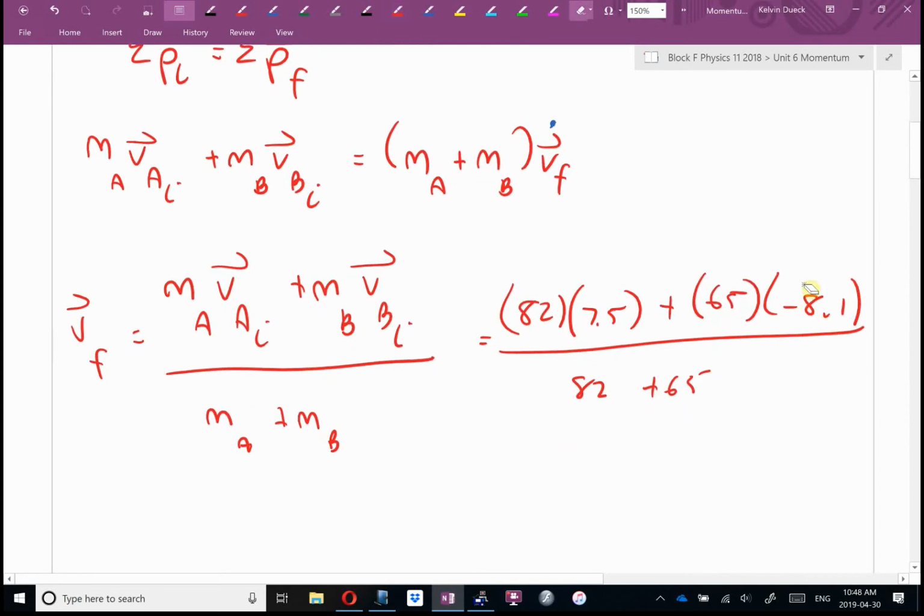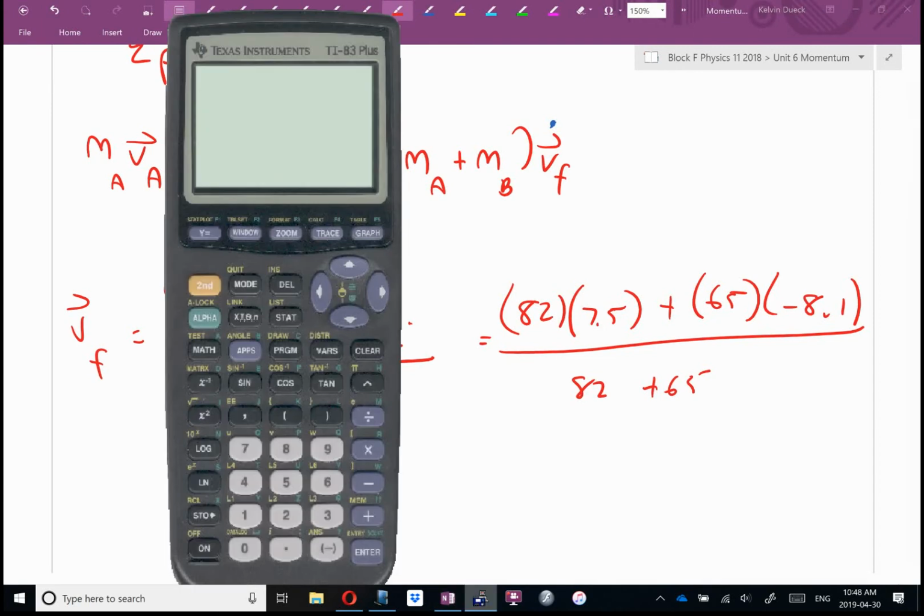This guy was going faster, but his mass is lighter. This person is going slower, heavier mass. I'm not sure who's going to win this head-on collision. This is pretty close. I'm going to have to crunch the numbers. 82 times 7.5 plus 65 times negative 8.1. Close off the top. I missed the 8.